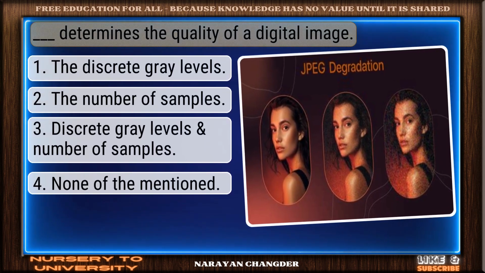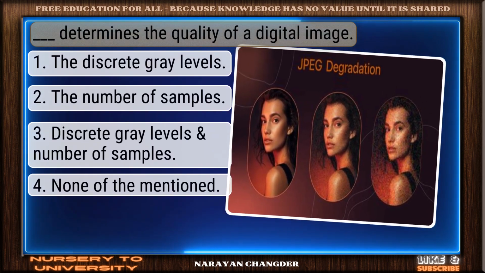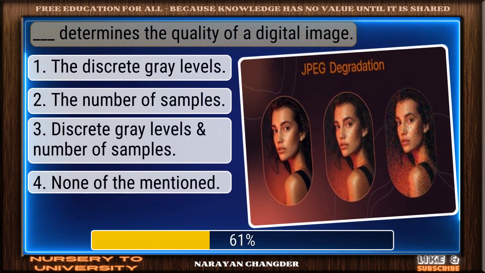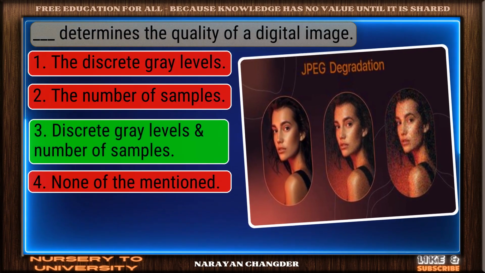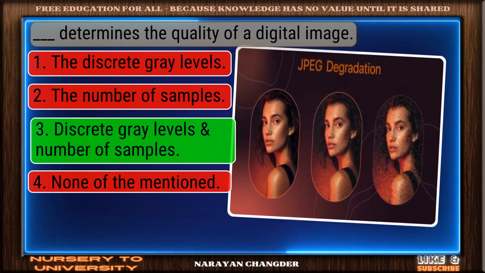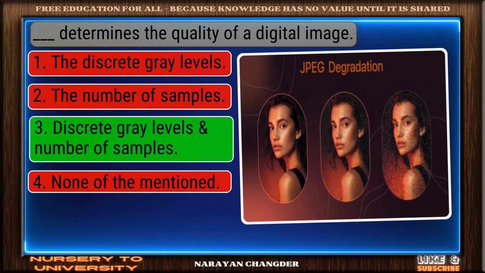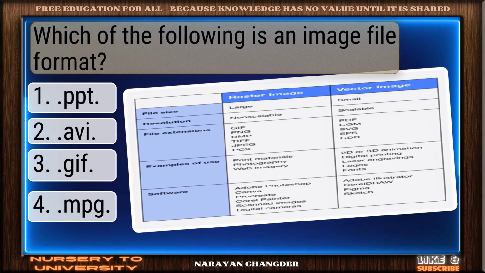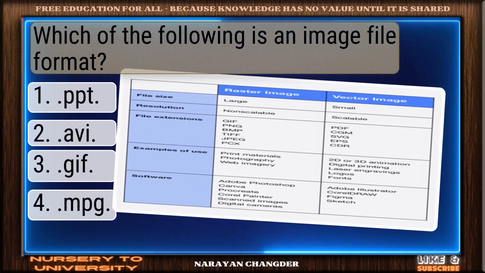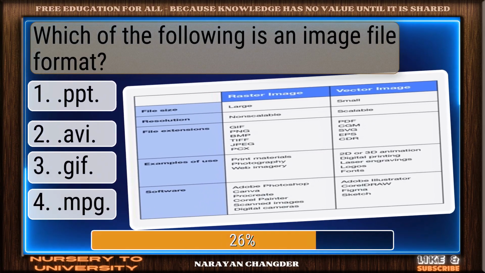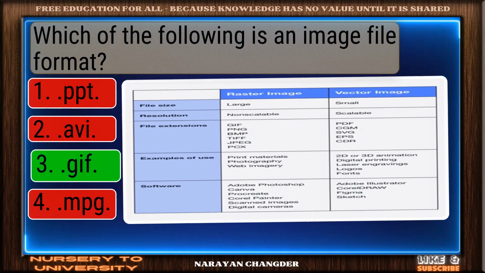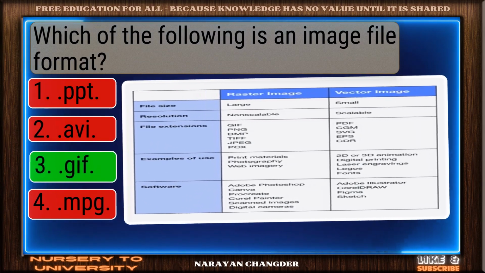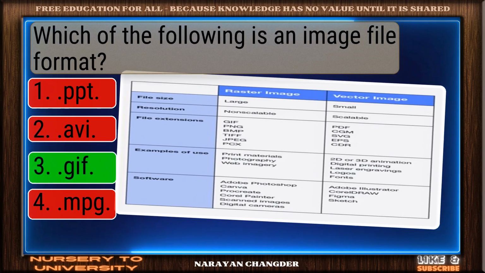Question number 60. Dash determines the quality of a digital image. Great thinking. Discrete gray levels and number of samples is the right choice. Question number 61. Which of the following is an image file format? Good thinking. GIF is the right answer.